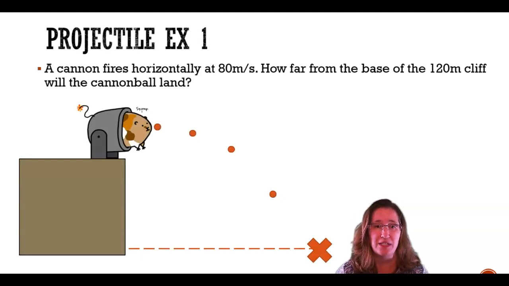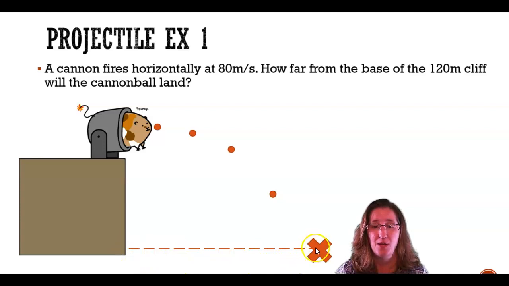So here's my first example. We have a little guinea pig being fired out of a cannon, which is just adorable. And this cannon is going to fire horizontally. So like I said earlier, we'll deal with firing things at an angle in the next section again, but here we're just going to have it fired horizontally to keep our problem solving a little simple. So the question is, how far from the base of the 120-meter cliff will the cannonball land?